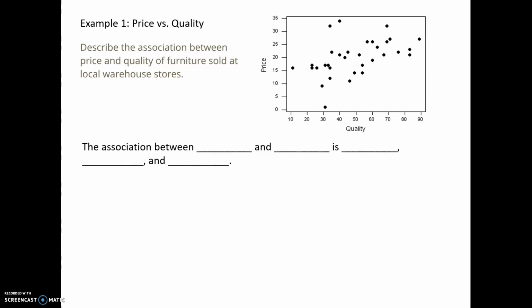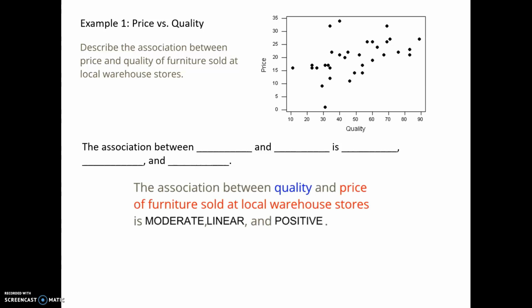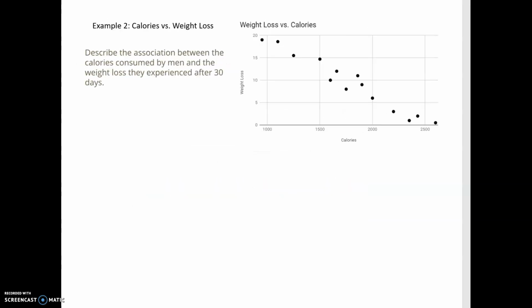And so here is our answer. The association between, and then the blue and the red, that comes right out of the problem. The association between quality and price of furniture sold at local warehouse stores is moderate, linear, and positive. Okay, and that's all we need. We don't need any more description. That's it. Let's take a look at example 2.